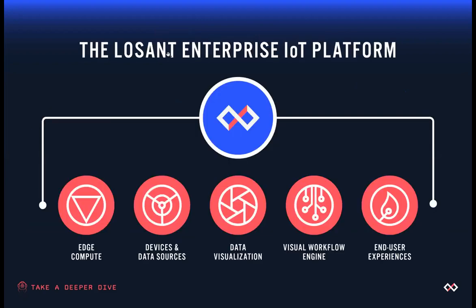So let's do a quick review of Losant and our Enterprise IoT platform. Losant is a cloud-based application enablement platform that's comprised of 5 key components: edge compute, devices and data sources, data visualization, visual workflow engine, and end user experiences. Our partners and customers use these tools as the foundation for their IoT application and the visualization which they put in front of their end users. Today, we're going to touch on a feature which greatly enhances the capabilities of these components called systems.